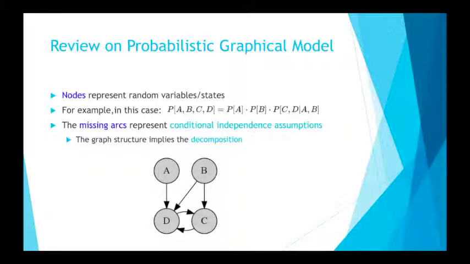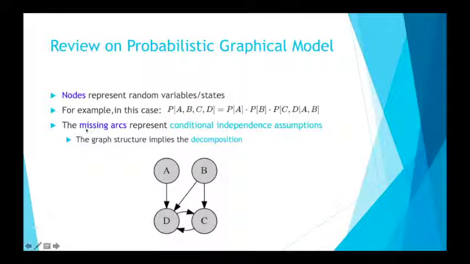Next, the nodes of a PGM represent the random variables or states. In this diagram we see that A, B, D, and C represent the random variables and states. For example, the probability of A, B, C, and D can be represented as the probability of A times the probability of B times the probability of C and D given A and B, which is represented in this graph. Given the graph structure, we are able to model a complex joint distribution instead of building a whole table just for the joint distribution, which takes a lot of computational space.